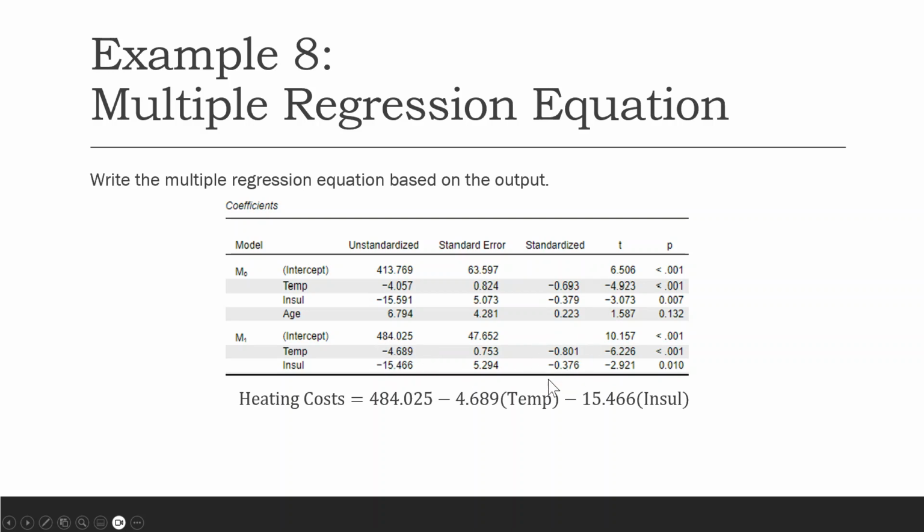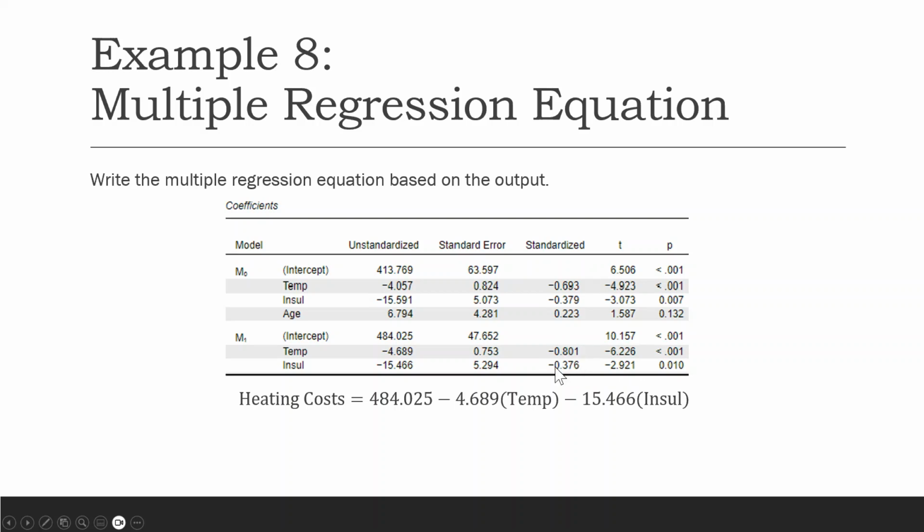I could write an equation using the standardized coefficients, but what we really want to do is see which of these variables is more impactful. So I can look at the absolute value of these two standardized coefficients. In absolute value, meaning ignoring the negative signs here, we can see that temperature has a larger absolute value standardized coefficient compared to insulation, which means temperature has more of an effect or is a more important predictor of heating costs compared to insulation.